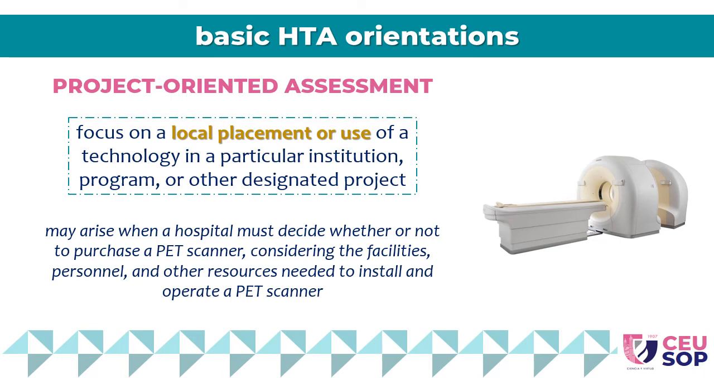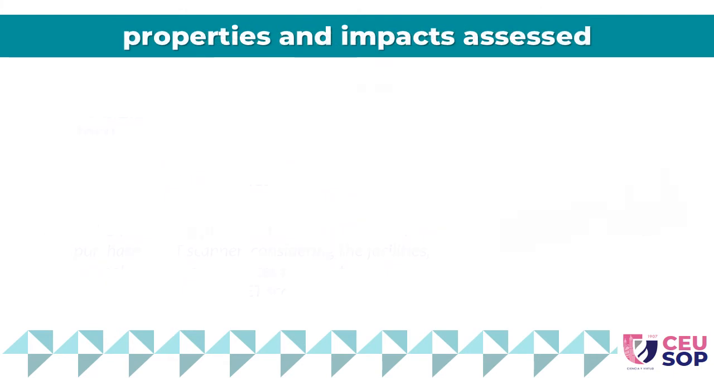These basic assessment orientations can overlap and complement one another. Certainly, all 3 types could draw on a common body of scientific evidence and other information. Many HTAs will blend aspects of all 3 basic orientations. Properties and impacts assessed. What does HTA assess? HTA may involve the investigation of one or more properties, impacts, or other attributes of health technologies or applications. In general, these include the following.